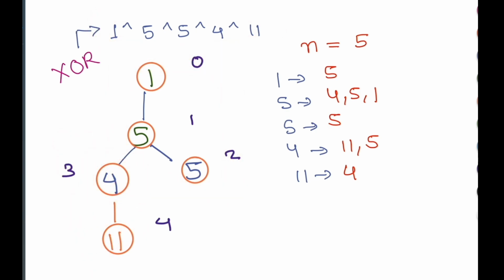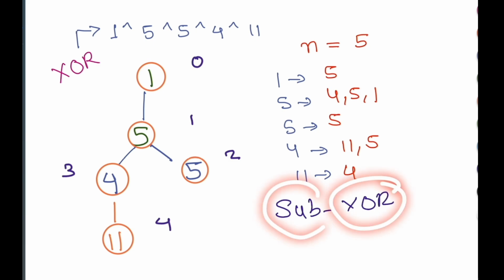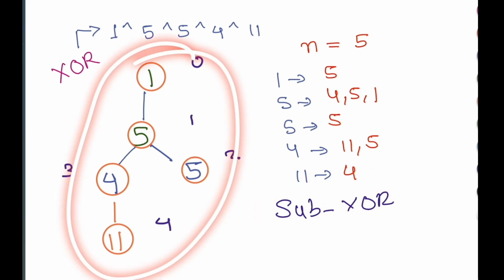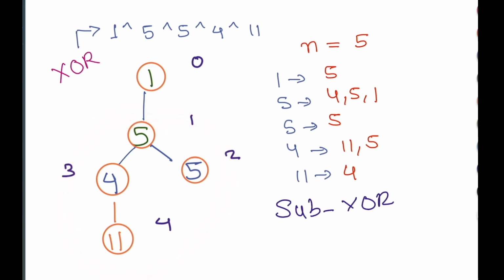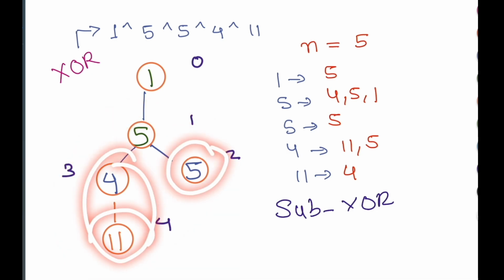So this is what we are trying to achieve. We are going to create a sub XOR value. Basically the sub XOR means the XOR values for each of the subtrees. We have the complete tree as a subtree. Then we have this as a subtree. Then we have this as a subtree, this as a subtree, and this as a subtree itself, right?